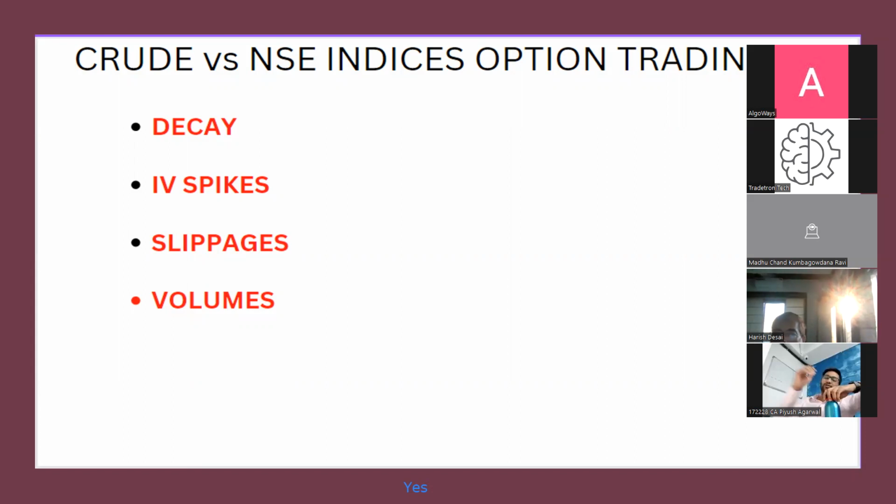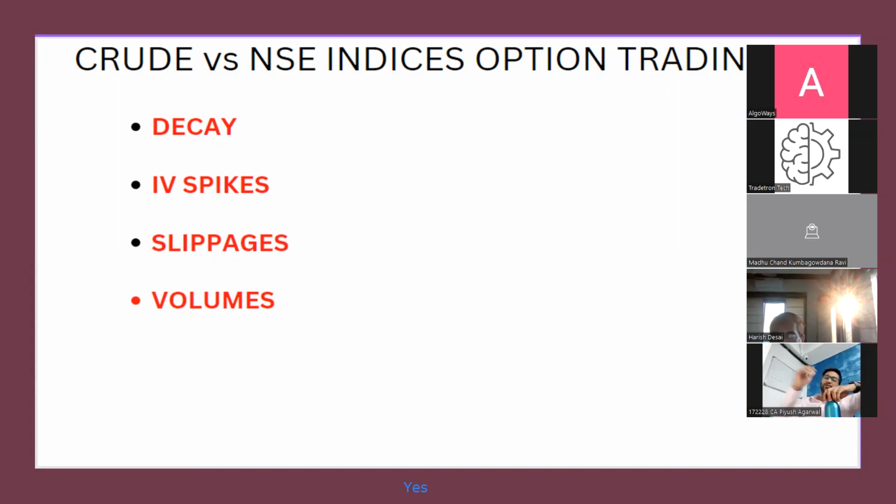But in case of crude oil, it is not so. Even if the market falls rapidly, depending upon the premiums entered, one strike balances the other strike. The spikes are not that much. Basically, what I mean to say is the spikes in the premium are not as much as in NSE.